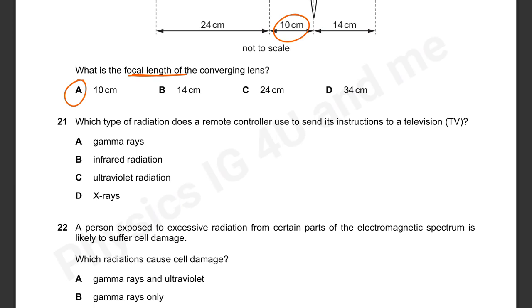Question 21. Which type of radiation does a remote controller use to send its instructions to the TV? I hope you memorize all the uses of the electromagnetic spectrum, and each type of wave. We should know that this is a use of infrared. Remember we also use infrared for intruder alarms, and we use it for thermal imaging.